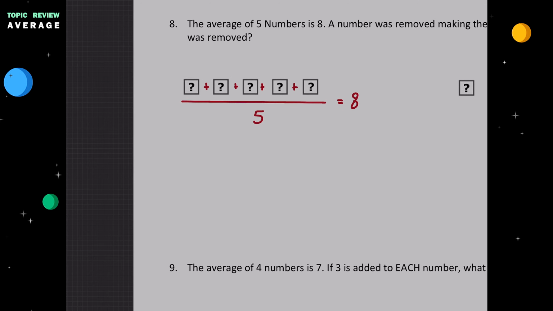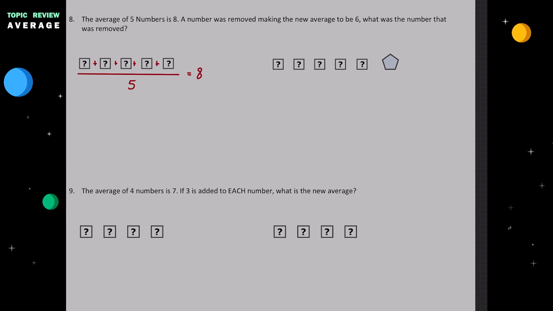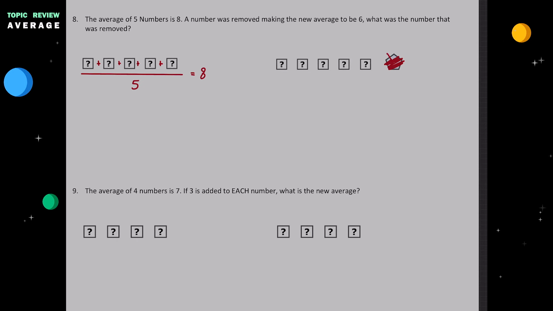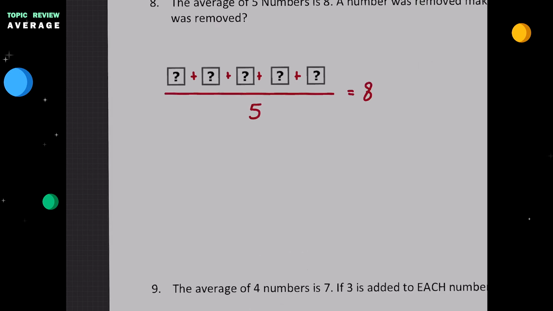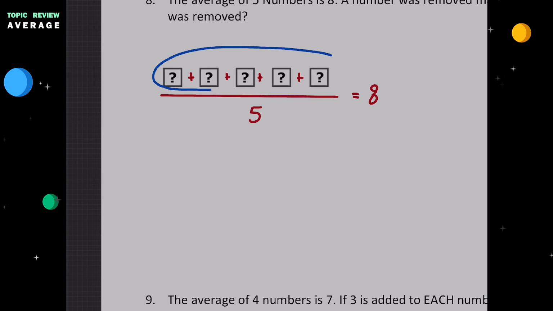Okay, so first things first. We don't know. So we've got 5 numbers. Here we've got 5 numbers. I don't know why there's a 6th number there. It should not be there. Okay, so let's look at this one. The first thing I forgot to do was to find the total.